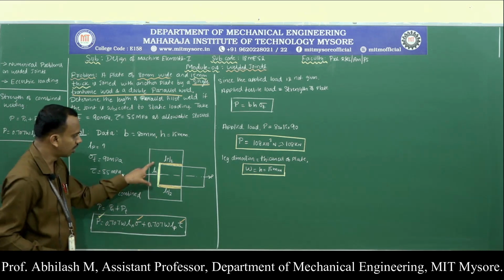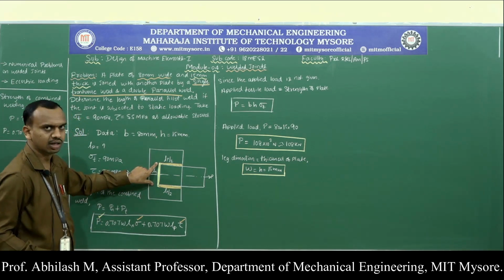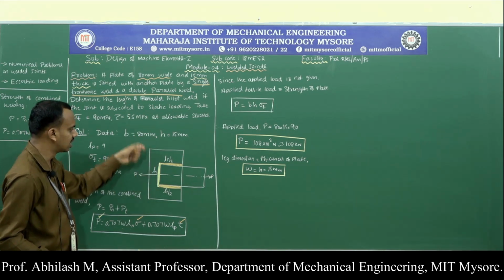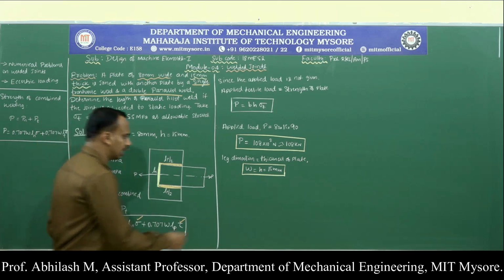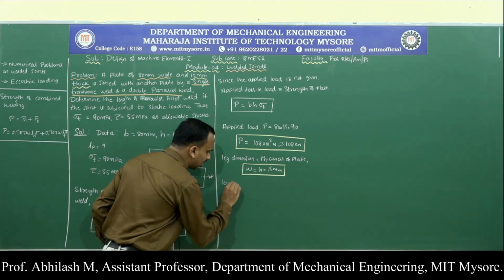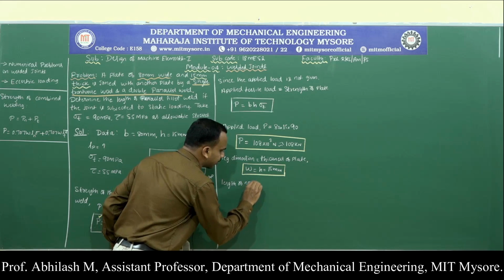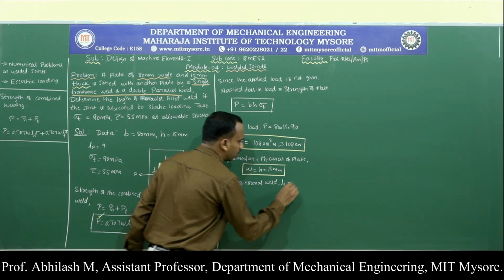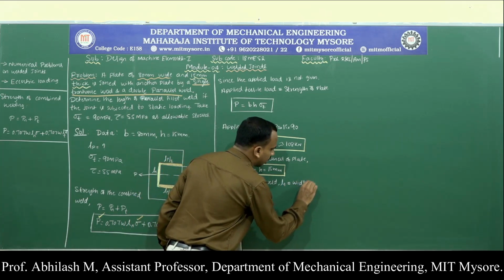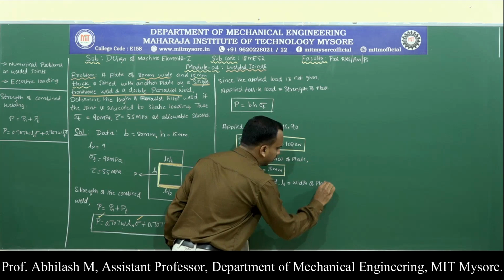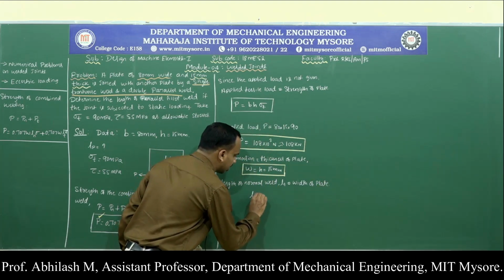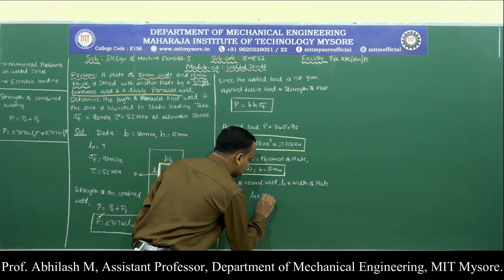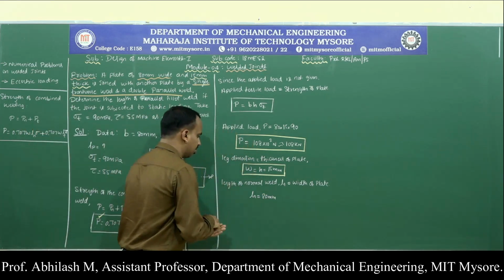And if I look over here, the length of the normal weld will be equal to what? The width of the plate. This is the width of the plate, which is equal to the Ln. So the length of the normal weld, Ln is equal to the width of the plate, where Ln is equal to, the width of the plate is how much? 80 millimeter. So the Ln is equal to 80 millimeter.